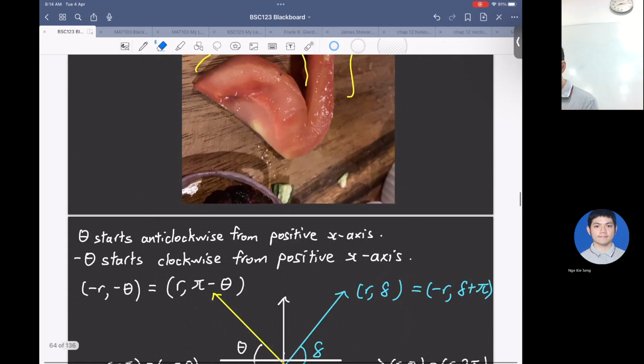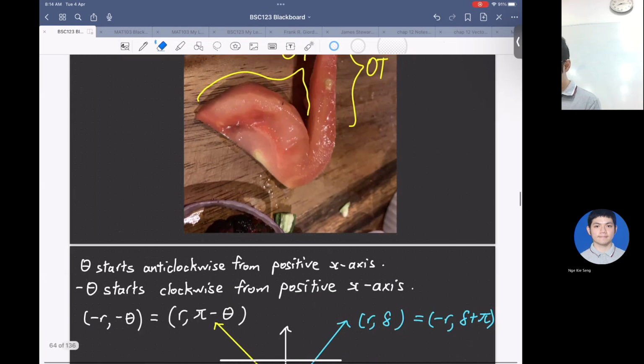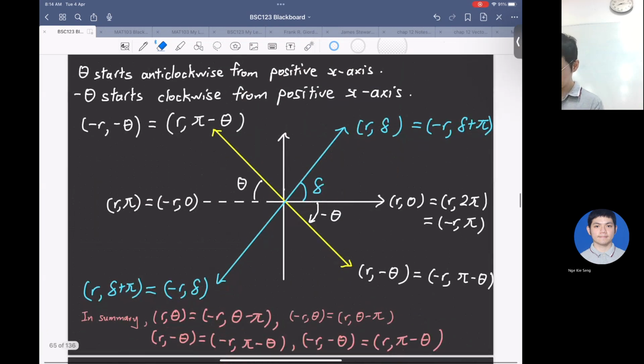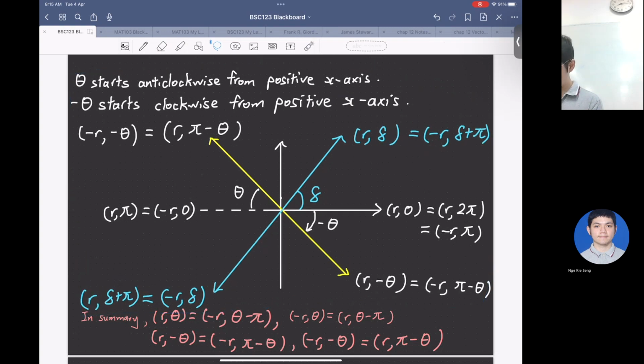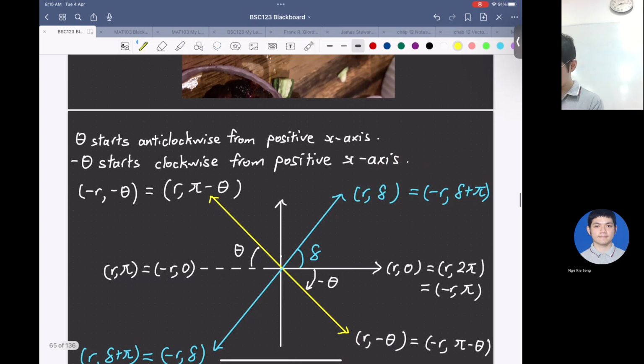Okay. Next, third is this. Last time I made some wrong comments, and some of you came and asked about it. So I made this full summary here. So this one is the third problem.